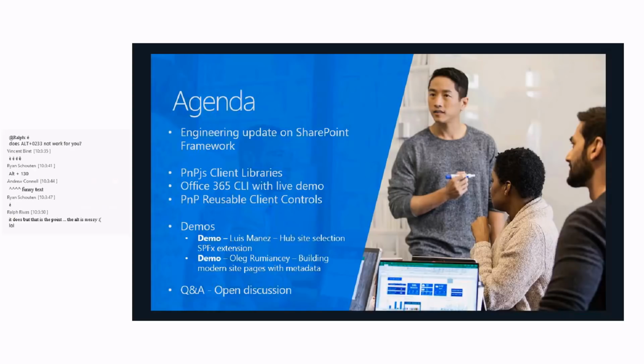So our agenda for today: engineering update from SharePoint Framework. We've got PnP JS client library update, Office 365 CLI update, and the PnP reusable client controls update. And then we've got two great demos. The first from Lease, the Halfsite selection SPFx extension, a very cool little demo working with the new hub sites. And then Oleg has a building modern site pages with metadata demo, which is another cool technique he's developed and is going to show here on the call. Then Q&A and open discussion at the end if we have time, and we'll see.